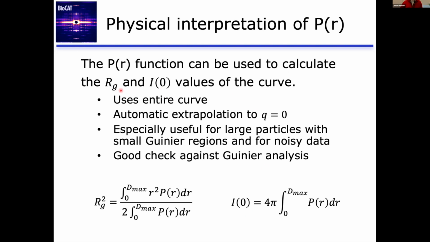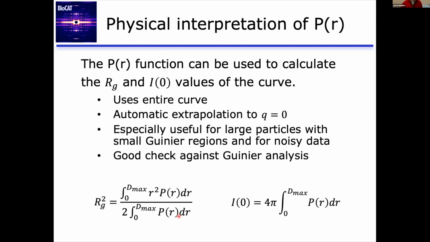But there are advantages. It uses the entire curve, and so especially for large particles where you might have a small Guinier range, not a lot of points, or where you have noisy data, being able to incorporate all of the information that you've measured to calculate these values can make it a more accurate determination. So these are the ways that the P of R function is useful.